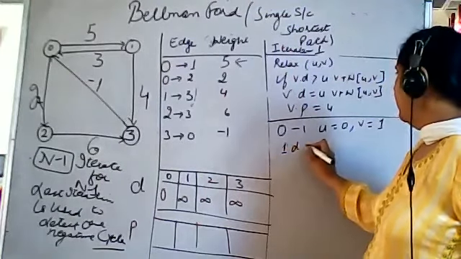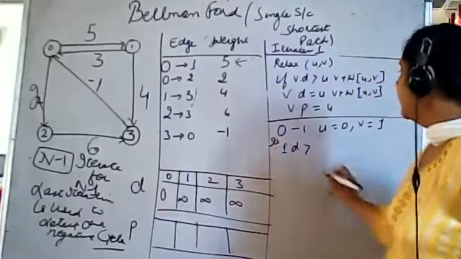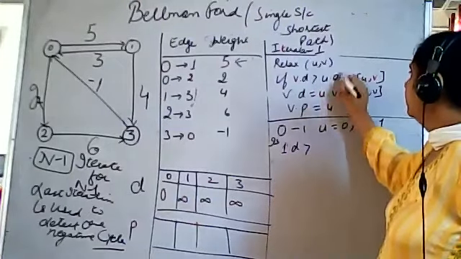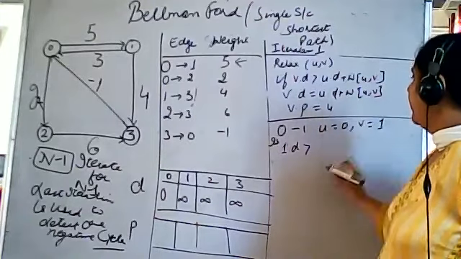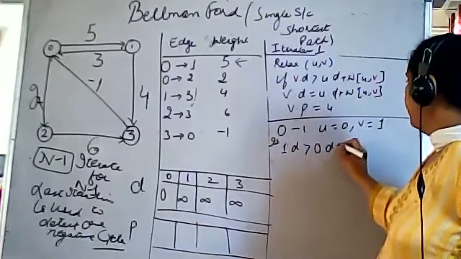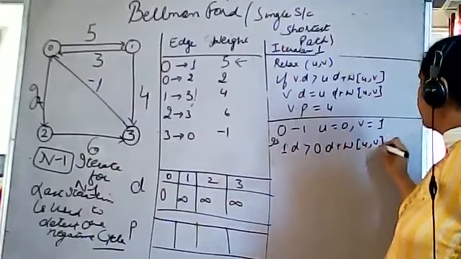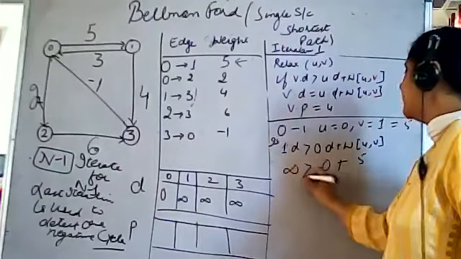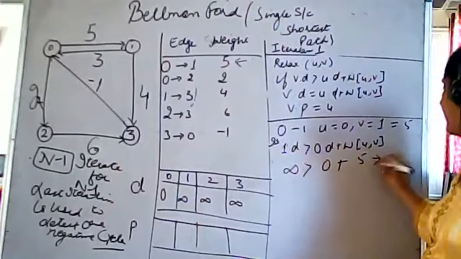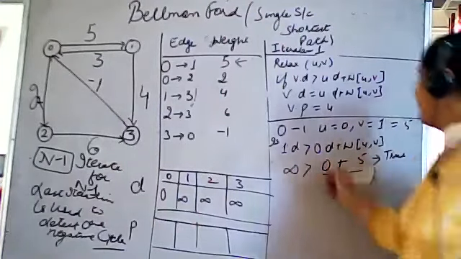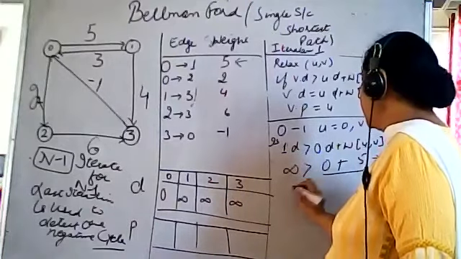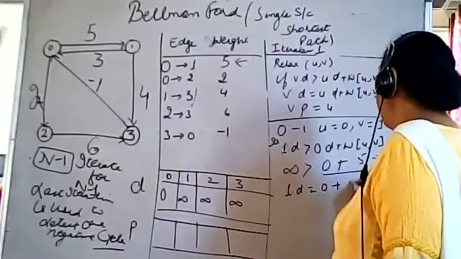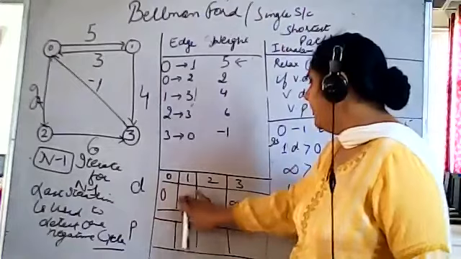So 1 dot d is greater, check karna aapne, is 1 dot d is greater than u dot v, u dot v is 0 dot d plus weight of u comma v. So u comma v ka weight kitna hai? 5. So 5 plus 0, infinity is greater than 0 plus 5. Yes, condition is true. So put the better value, that is 5. So 1 comma d is equal to u comma d, u dot d is 2 and weight is 5. So 1 dot d ki value kitni ho jayegi yahan pe? 5.